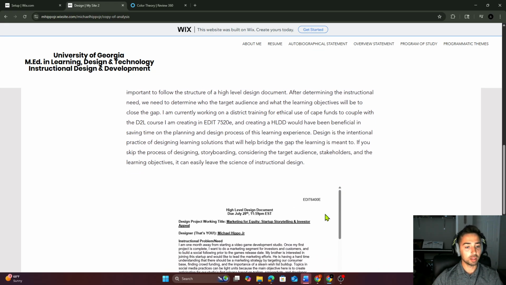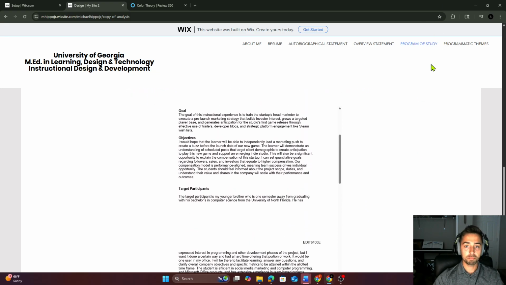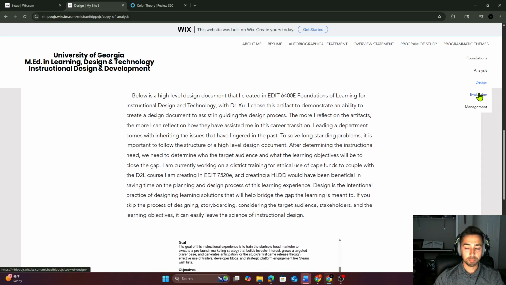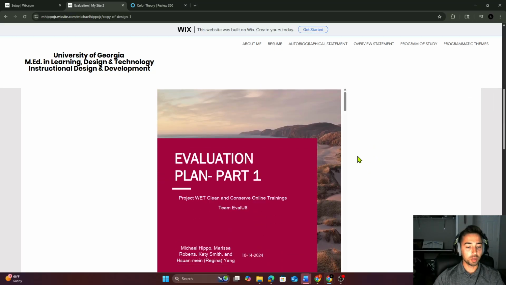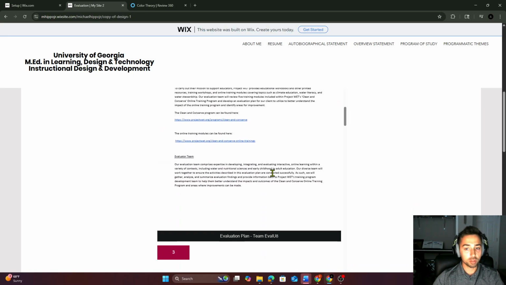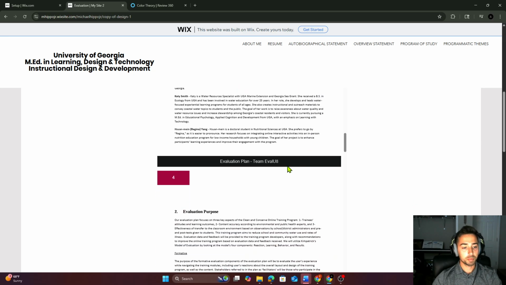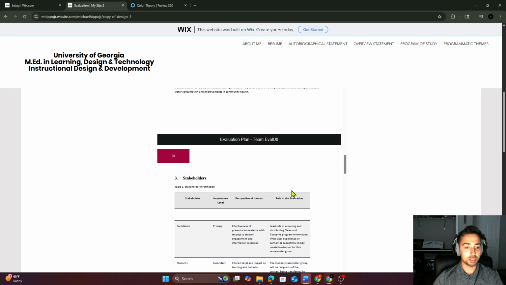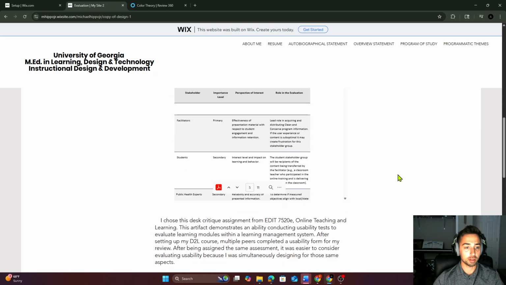And then as we keep going, we have the high-level design document that we did for Edit 6400E with Dr. Zhu, Foundations of Learning and Instructional Design and Technology. Under evaluation, the evaluation plan that I did with my team was for already developed online trainings. So we got to really dive into those online trainings and create an evaluation plan to evaluate those trainings. And in terms of group projects, this was a great team to work with and probably one of my favorite assignments, even though it was daunting because of the scale of that project.